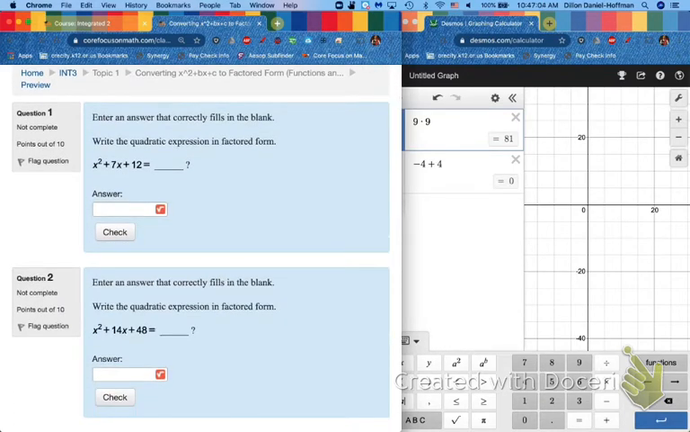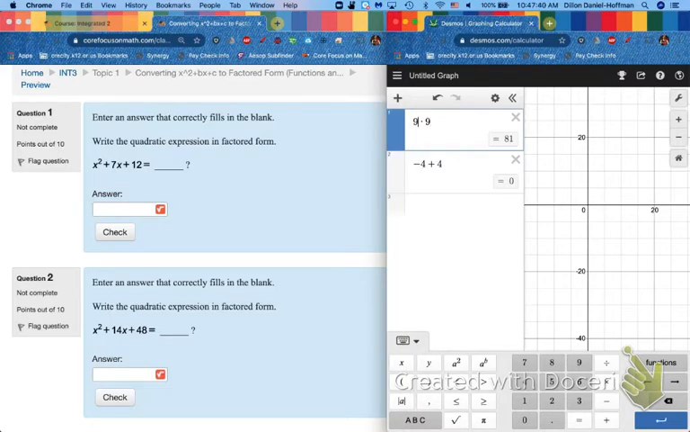So right off the bat, here's my first equation: x squared plus 7x plus 12. Now, here's what I recommend you do for each of these. You think of the factors of 12 first. So instead of thinking about what adds to 7, you think of what multiplies to 12. And you ask yourself, what two numbers multiply to 12 that also add to 7? Can you think of it? Did you think of it right away? If you can, congratulations. If you can't, let's go over here to this calculator.